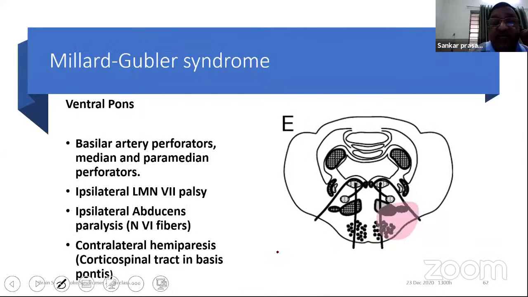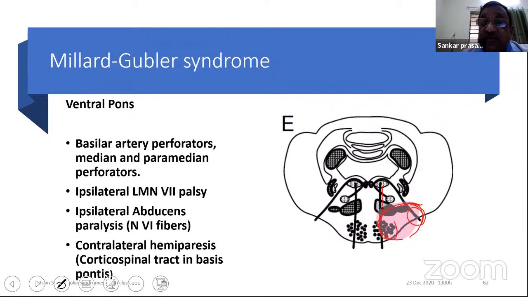First thing to learn is Millard-Gubler syndrome in the pons. This is the area of damage here. The basilar artery perforators, median and paramedian perforators are affected, and it causes ipsilateral seventh nerve palsy. This is the seventh nerve palsy. Ipsilateral abducens nerve palsy.